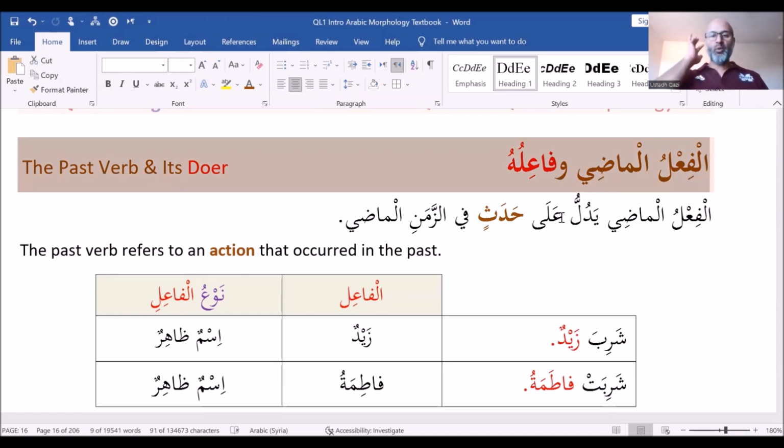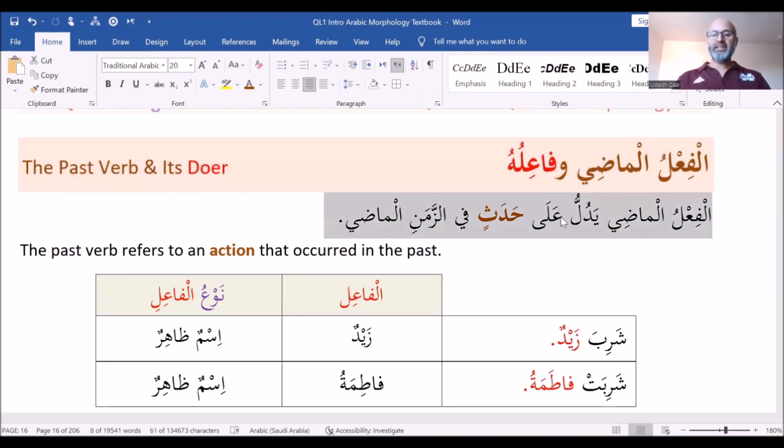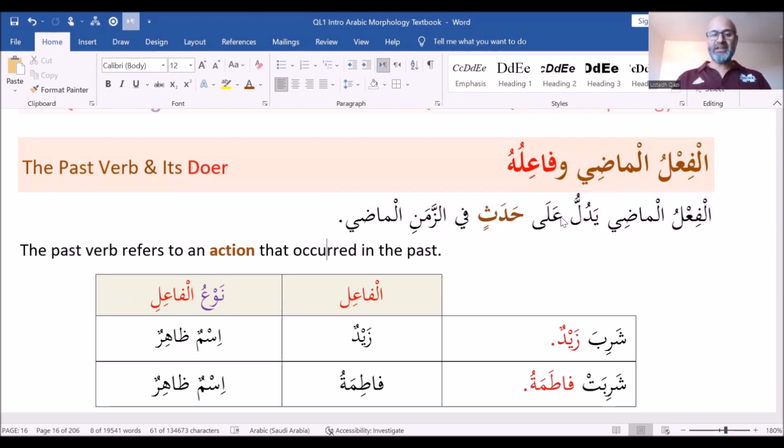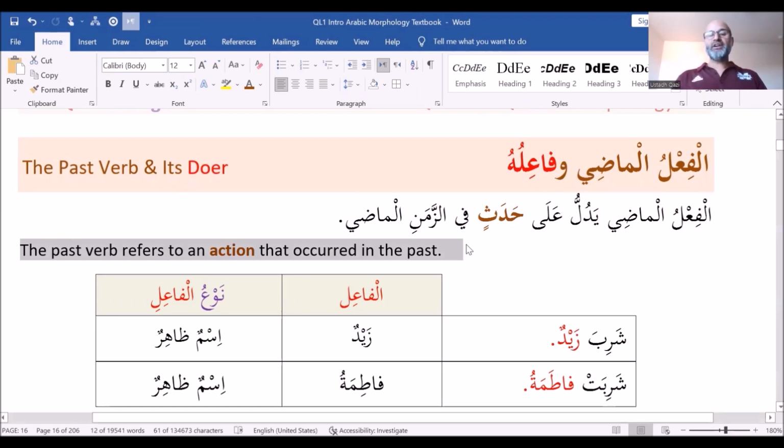الفعل الماضي وفاعله, the past verb and its doer. الفعل الماضي يدل على حدث في الزمن الماضي. The past verb refers to an action that occurred in the past.